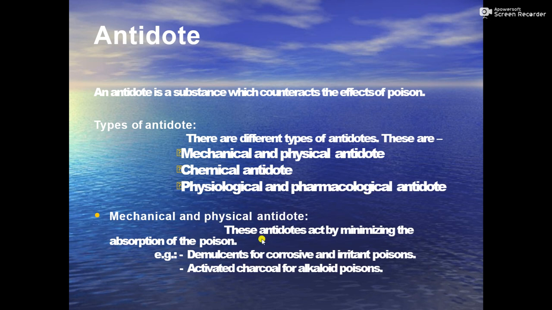Mechanical and physical antidotes are those which act by minimizing the absorption of the poisons. For example, demulcents for corrosive and irritant poisons, and activated charcoal for alkaloid poisoning. Whenever alkaloid poisoning occurs, activated charcoal can be used. In case of irritant poisonings, demulcents can be used, to minimize the poisonous effect of any substance.